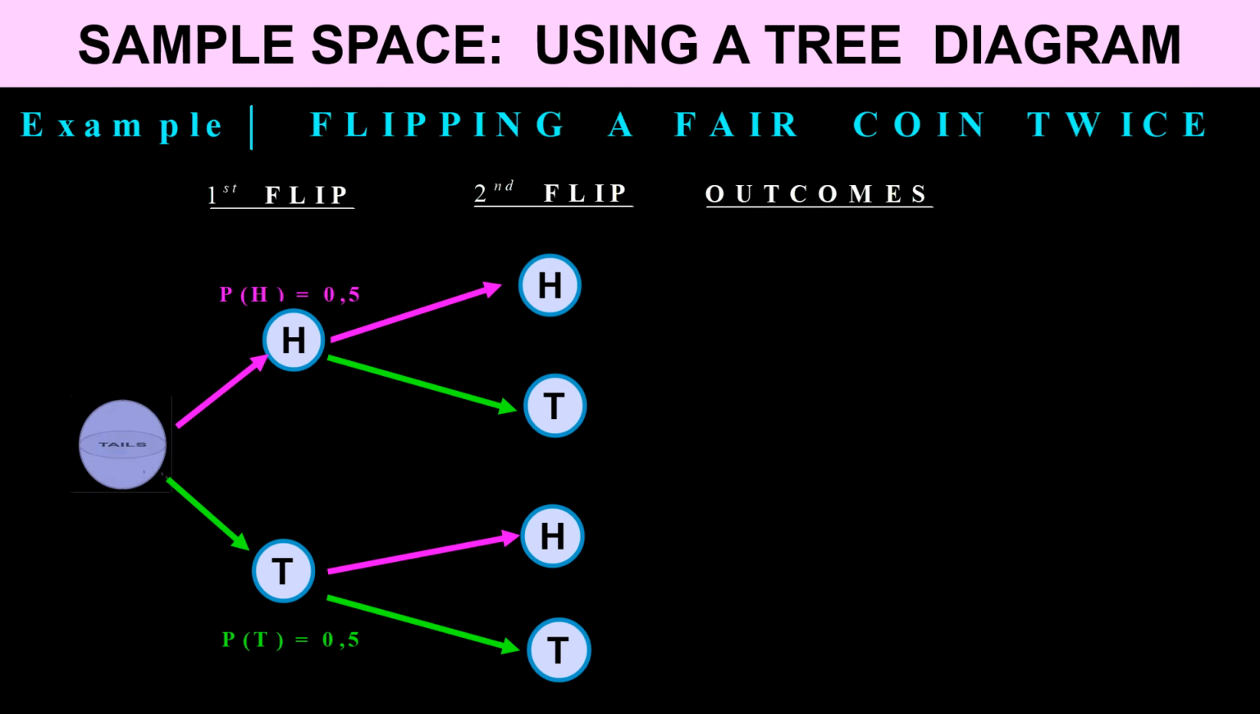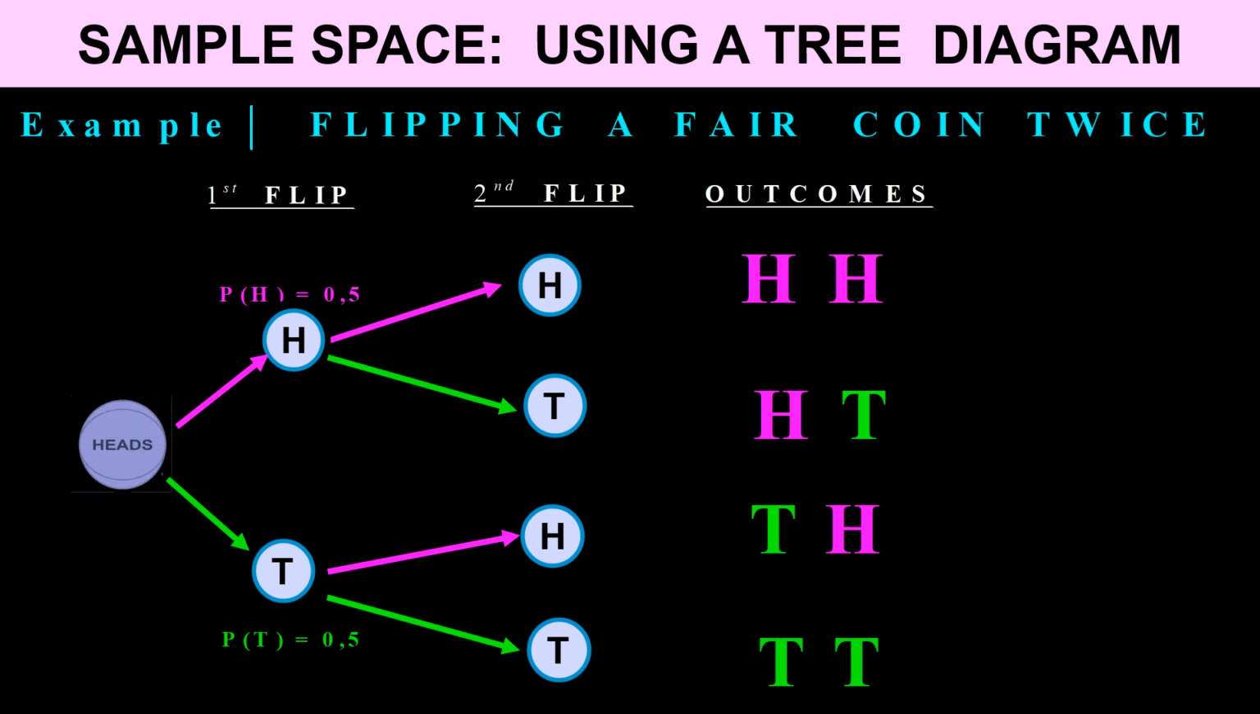Let's list the outcomes. So after flipping a coin twice, as you can see there, just follow the color, we can have heads and heads, and then we have heads and tails, and then we can have tails and heads, and then we can have tails and tails. So those are the 4 outcomes that you can have.